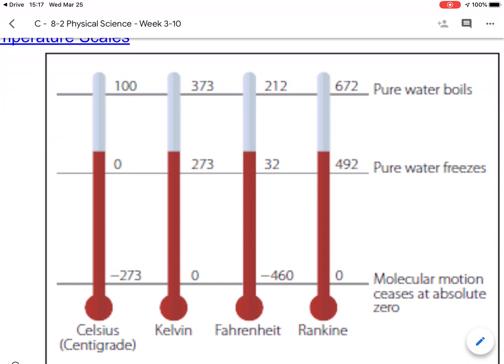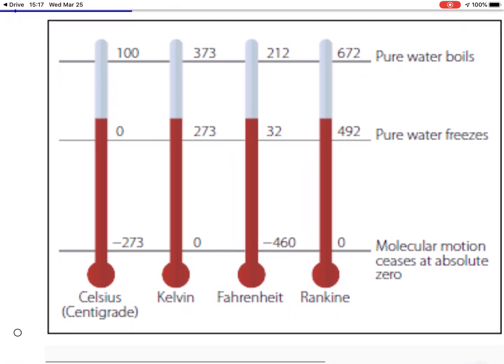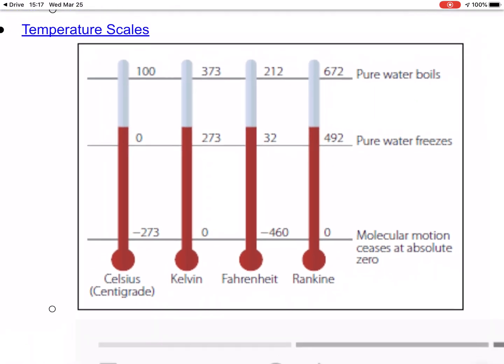You're probably never going to see the Rankine scale unless you're from Ohio University and some little leprechaun Irish professor just told us we had to learn it, which I had to. Then you're probably never going to see that scale again, but just so you know, it is there.